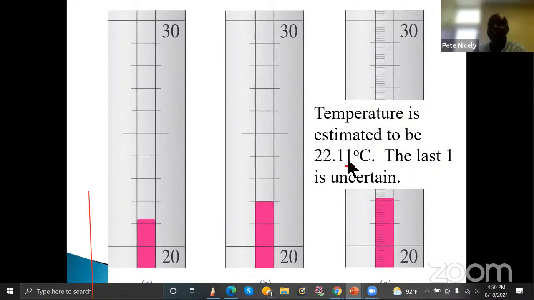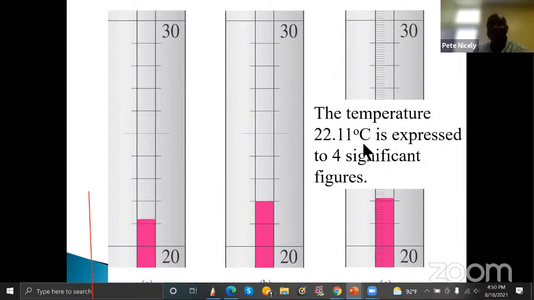So this one here, which occupies the second decimal place, would be an uncertain digit. In other words, you have to make an estimation, which is what we did. And therefore, the total number of significant figures here would be 4, all right?